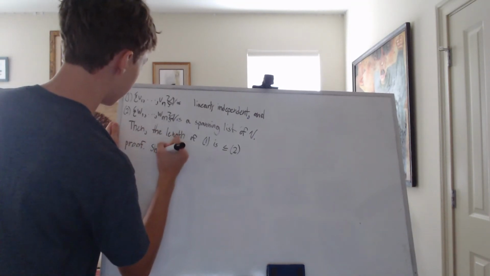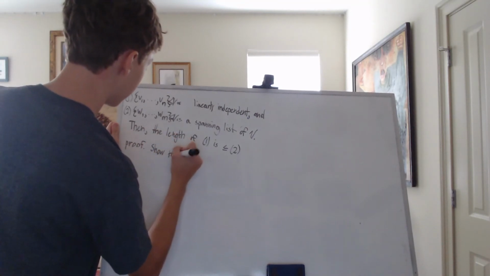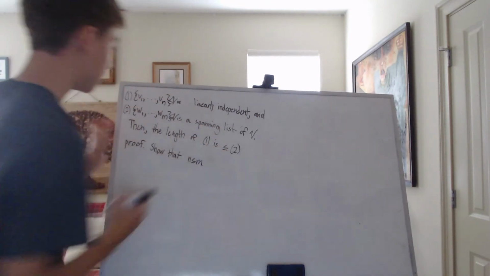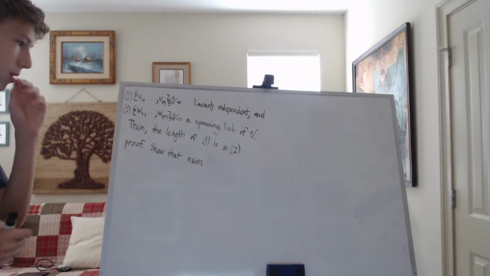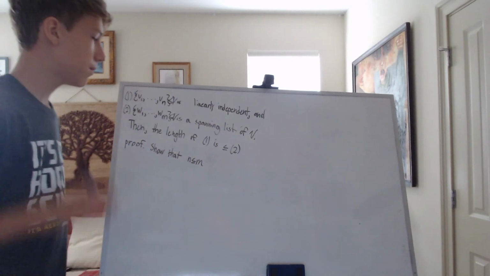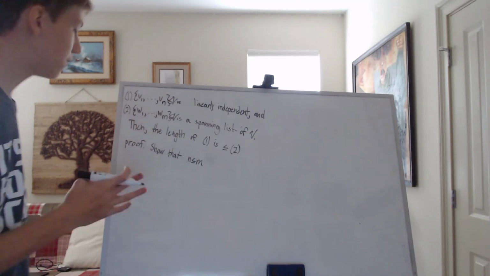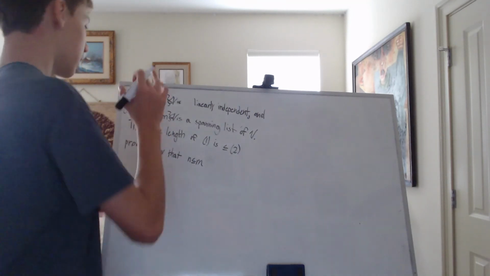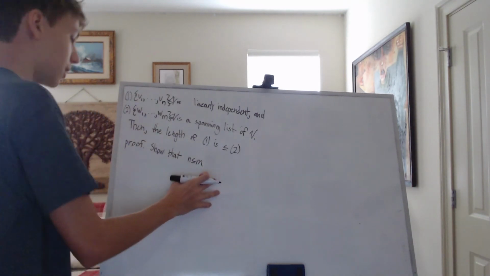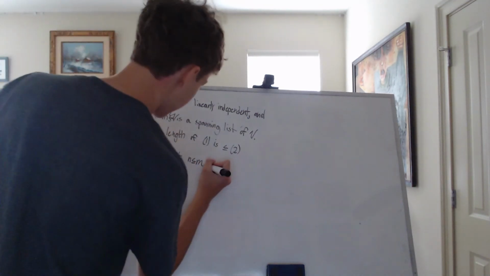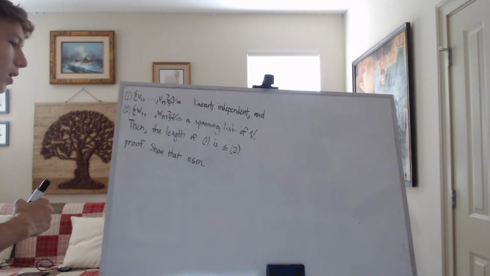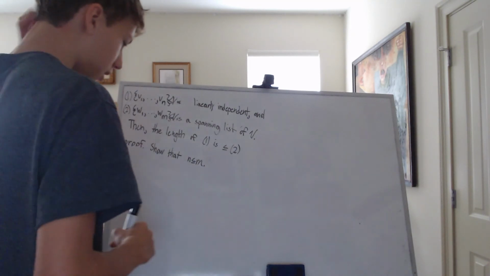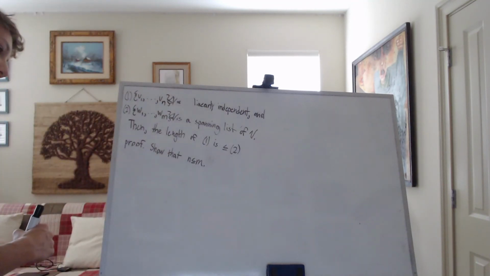We want to show that n is less than or equal to m. Okay, so this is fairly intuitive if you think about it, but we need to see why this is the case more rigorously. Alright, so we're going to use a pretty interesting technique.